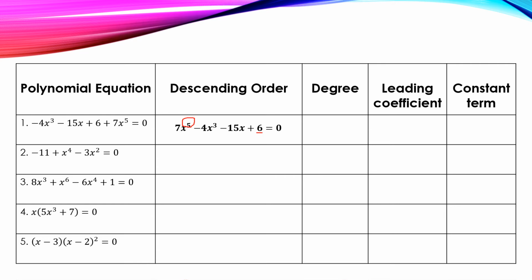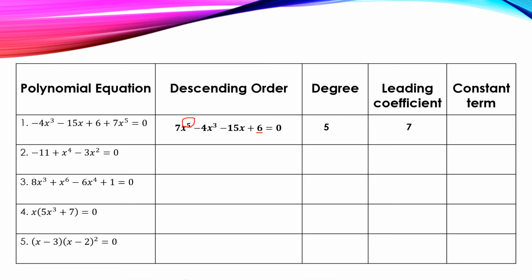Okay, now for our degree, so what's the degree here? The answer is 5. Ayan. So paano natin nalalaman yon? Kung ano yung highest exponent, yun din yung degree. Okay? So the highest exponent here is 5, therefore the degree is also 5. And the leading coefficient is 7. So saan manggagaling yon?